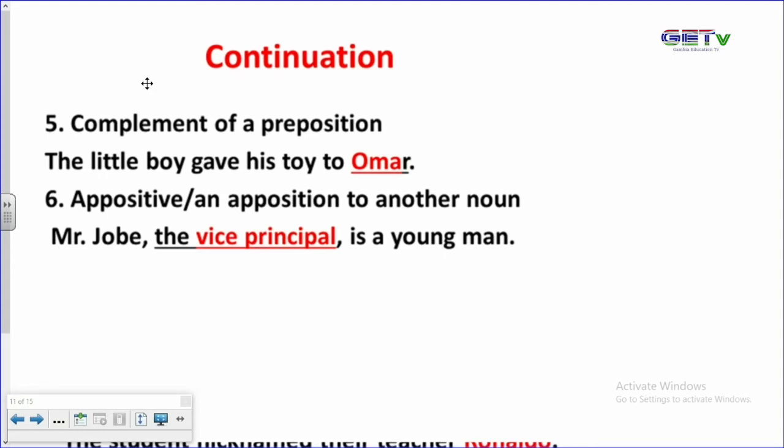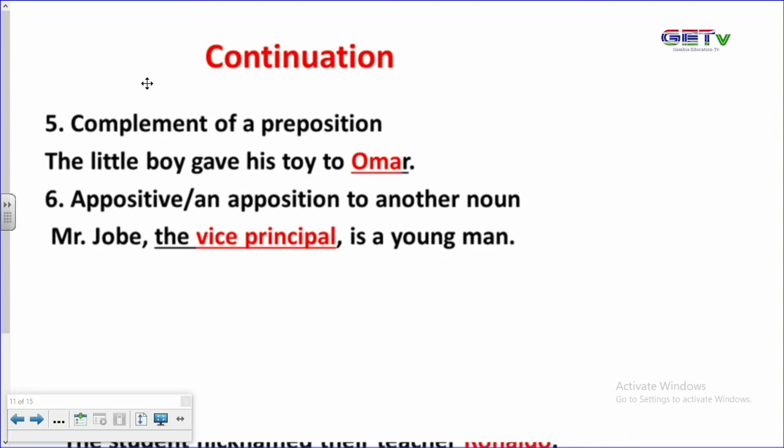Good, we move on. So the last one we said, a noun can function as an appositive, or in apposition to another noun. For example, we look at this, Mr. Job, the vice principal, is a young man. So here we understand that Mr. Job is the same as the vice principal. So here the vice principal, as a noun, is functioning as an appositive to the noun, or to the subject, Mr.